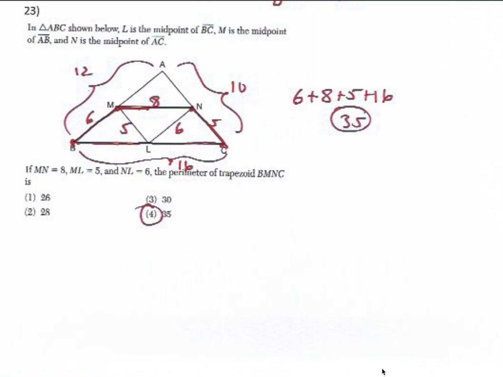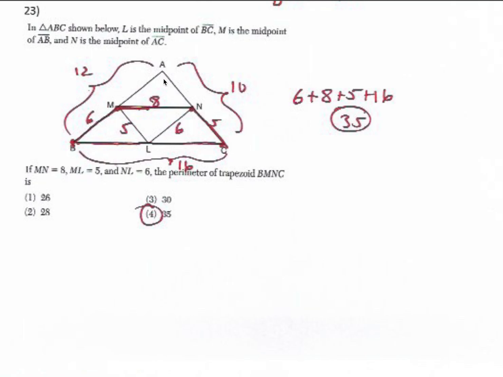Of our answers and going over the video now, pretest 3B. Number 23 says, in triangle ABC shown below, L is a midpoint, M is a midpoint, and N is a midpoint. Whenever that happens, that means that the side formed by any two midpoints is parallel to the third side, the one that they're not on, and it's half as long.